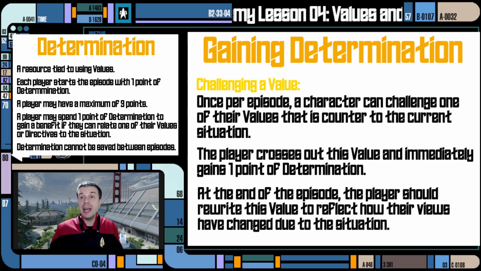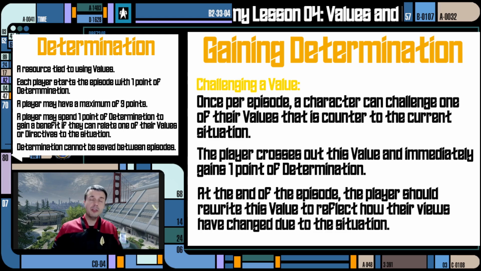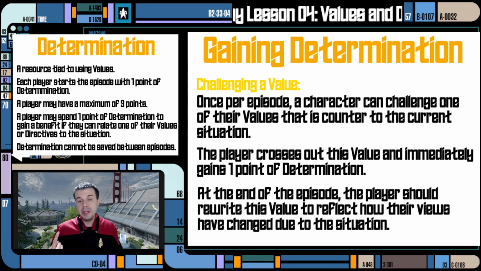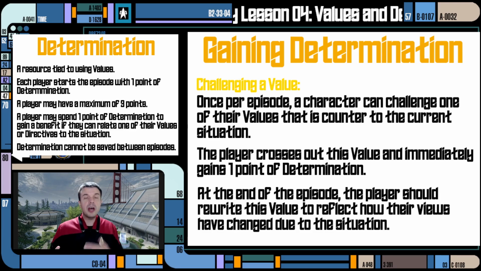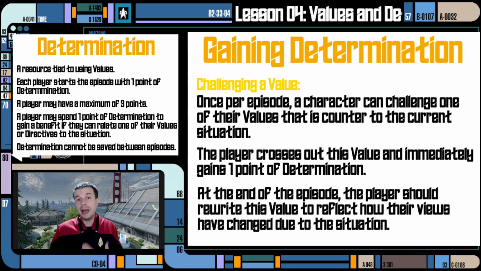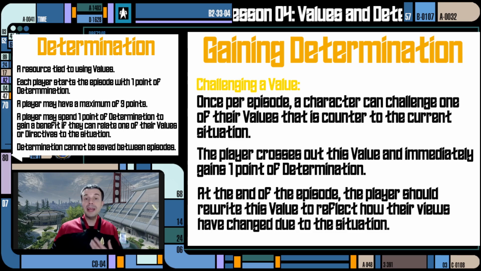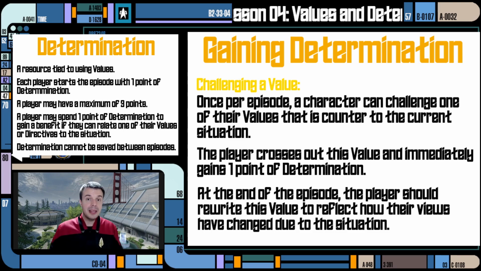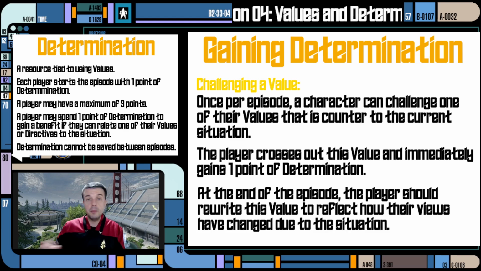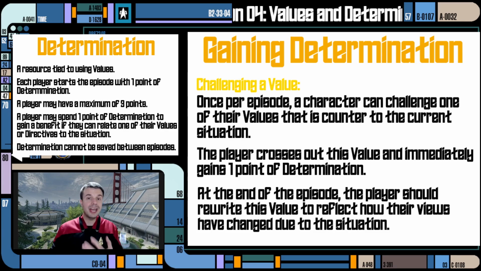it can be done with any value basically that would cause complication in that scene, but it can only be done one time. You cross out, you gain that point of determination, but unlike a negative value use, you can immediately spend that new point of determination on a positive value use. But of course, it's going to be using a different value because you crossed out the value that gained you that determination.